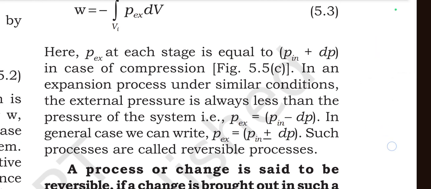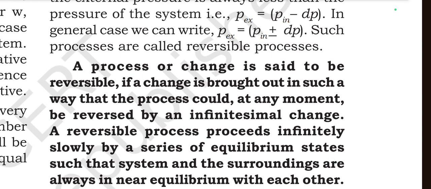Such processes are called reversible processes. A process or change is said to be reversible if the change is brought about in such a way that the process could at any moment be reversed by an infinitesimal change. A reversible process proceeds infinitely slowly by a series of equilibrium states such that system and the surroundings are always in near equilibrium with each other.